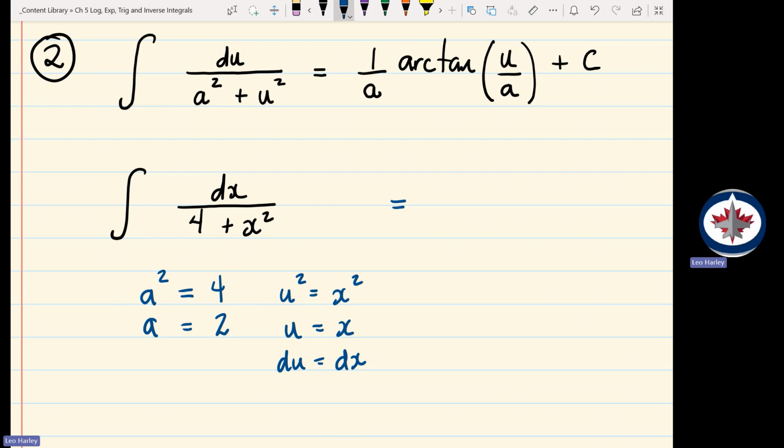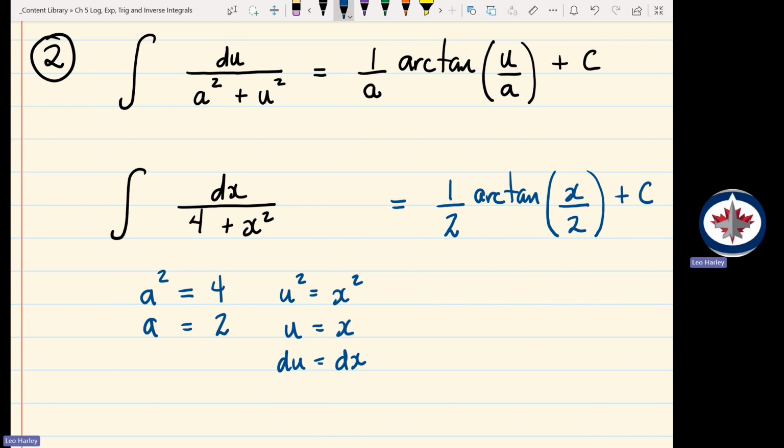I don't think we even have to do that much, to be honest with you. Why don't we just do the integral? So it's going to be 1 over, what is the a value? 2. Arctan, what is representing u? X. And then what is a again? 2. Plus c.